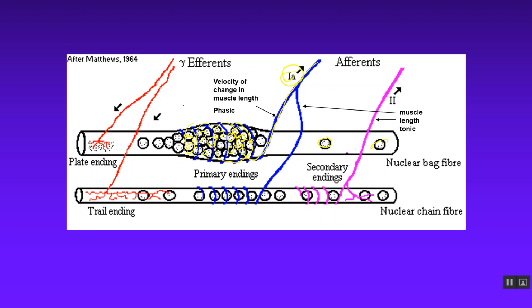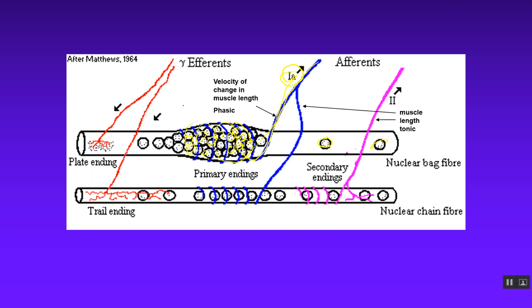1A afferent. So when that nuclear bag gets stretched, it's going to send a signal on a 1A afferent to say, hey, my muscle is changing length and it's happening about this fast. This is the phasic part of it. The nuclear bags are really good for detecting the rapid changes in length because you have all these little cell bodies clumped up in the middle, so it stretches really well. It detects changes in length very well because it's kind of clumped up in the middle.